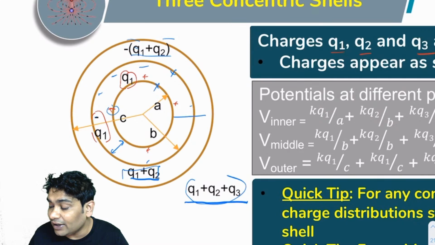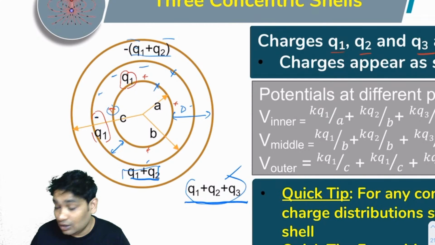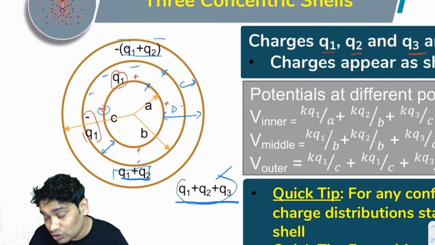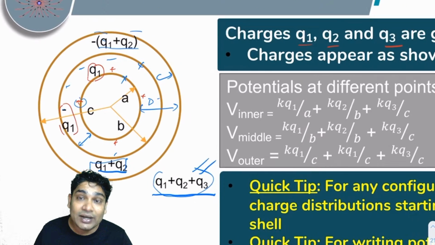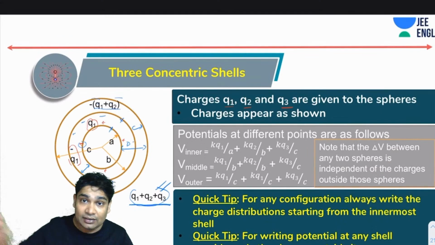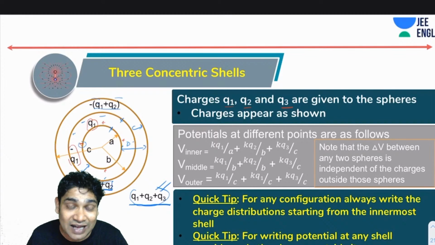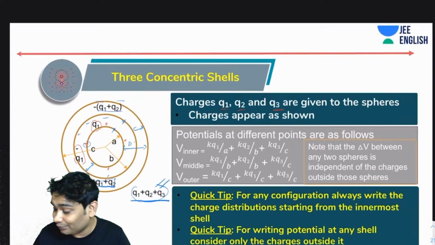Similarly, while calculating delta V between these, the charges here wouldn't have mattered, however much charge is here. And for calculating the delta V between these also, this wouldn't have mattered. So any charges lying outside the region of the two shells between which the delta V has been asked will not matter. Alright.